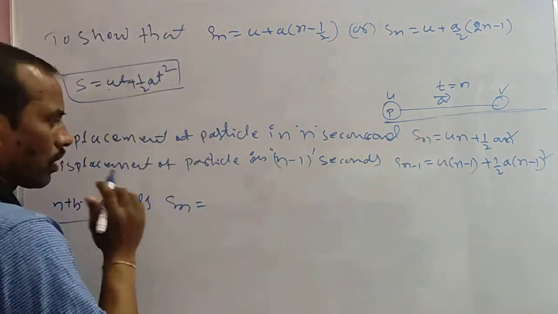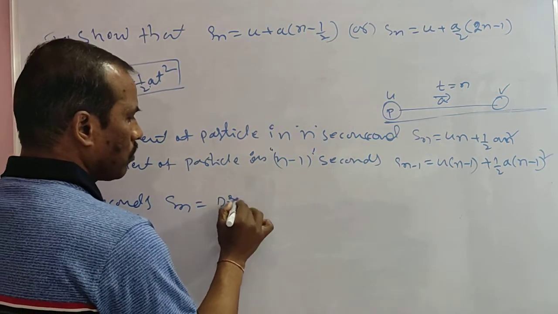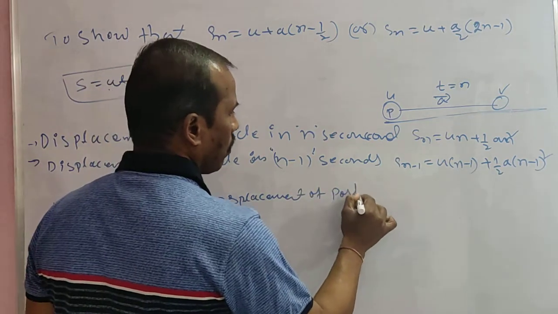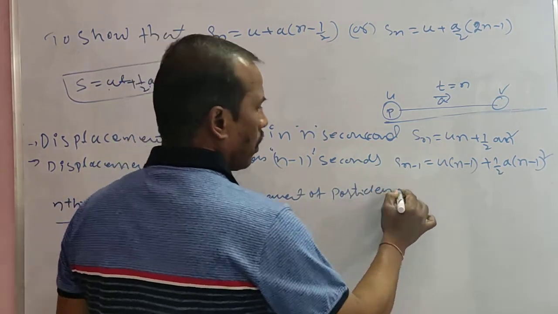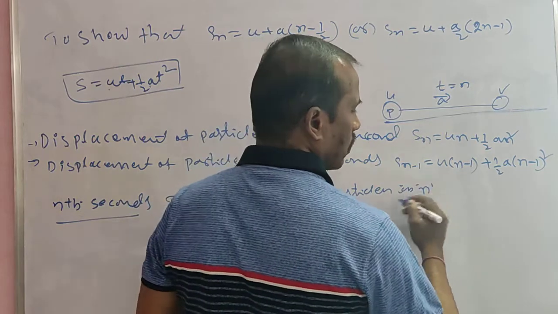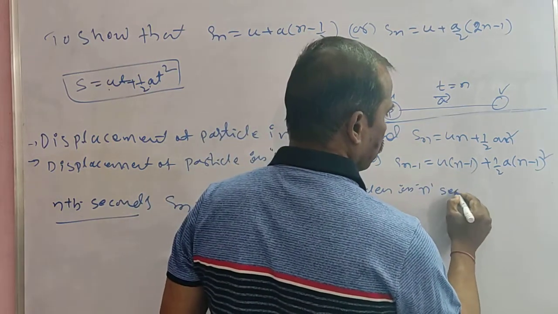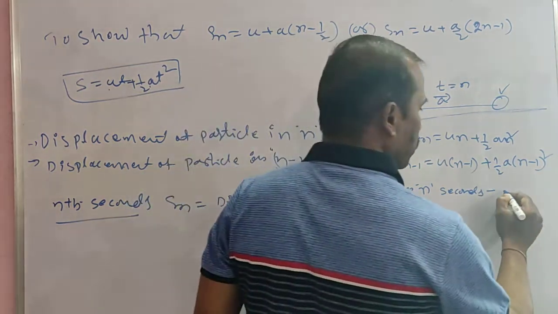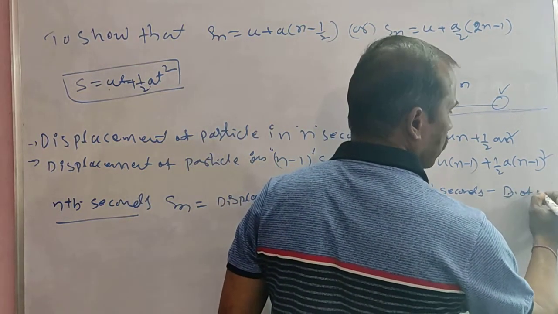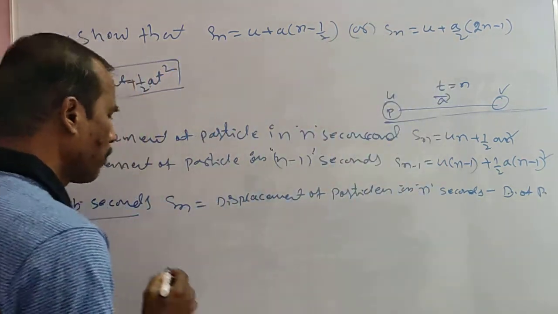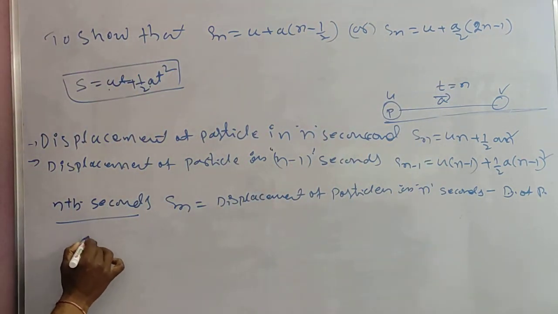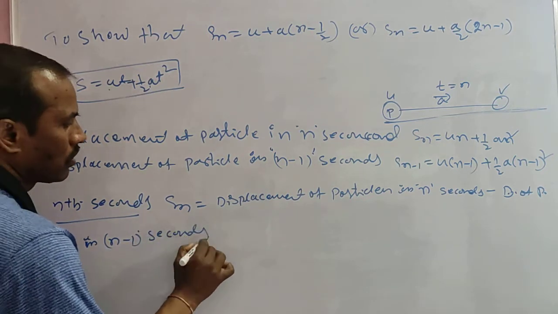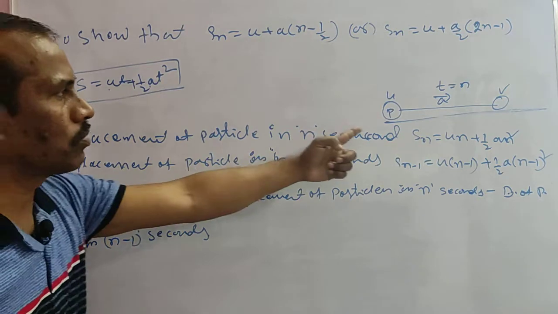Next, Sn is equal to the displacement of the particle in n seconds minus the displacement of the particle in n minus 1 seconds. So these values are substituted here.